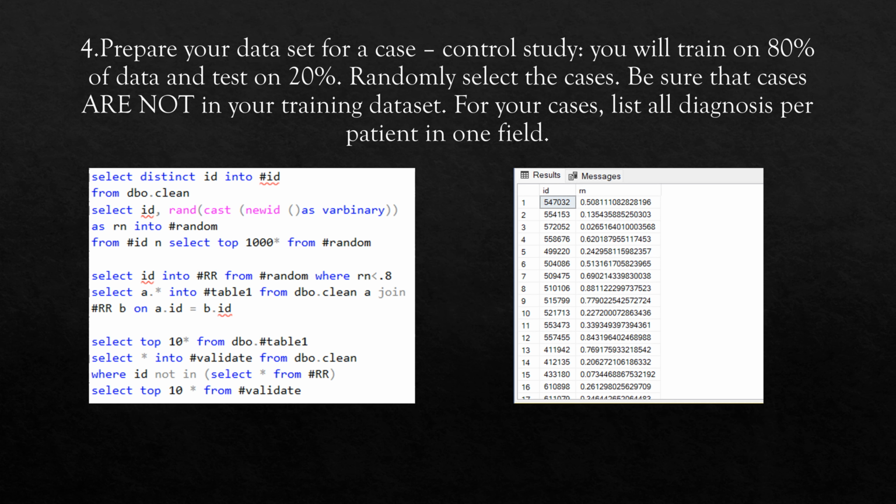Coming to the next question, it's about preparing a dataset for a case control study. In this, we will train on 80% of the data and test on 20%, randomly select the cases, and it also says to be sure that cases are not in your training dataset. For your cases, list all diagnoses per patient in one field. Now in this, we prepare a dataset for a case control study. We randomly select 80% of the data for training, ensuring that cases are not in the training set. Now the presentation shows the process of random selection, creating training and testing datasets for future analysis.